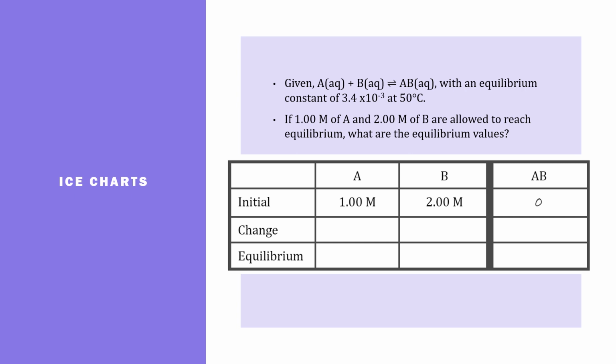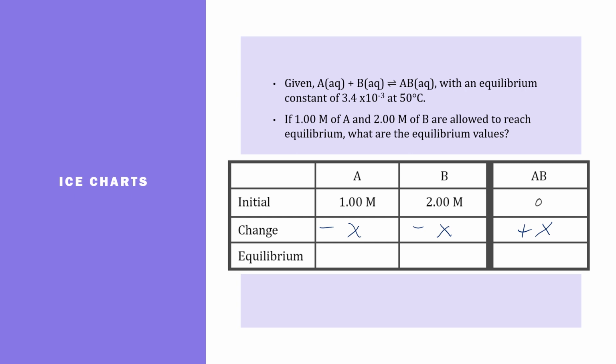what are the equilibrium values? So they didn't tell us there was any AB to begin with, so we can plug in the 0 there. Then we need to think about the change. You can't have a negative amount of a substance, so the products must increase, which means the reactants must decrease. And the coefficients are all 1, which is nice. So this goes down by x, this goes down by x, this goes up by x.